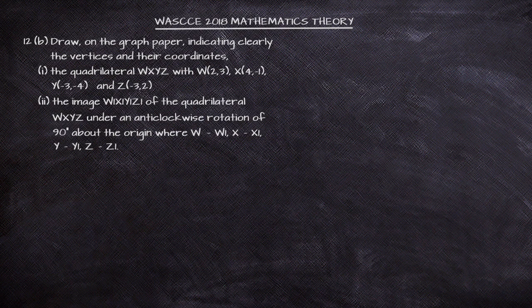Now, question number 12b, another graph for us. So students, as much as possible, please prepare to lay your hands on the graph. It's not as difficult as you think. Looking at this question now, we're asked to indicate on the graph the vertices and the coordinates of a quadrilateral WXYZ, and the values of the coordinates are given, and then we have to find the image rotated in an anticlockwise rotation of 90 degrees.